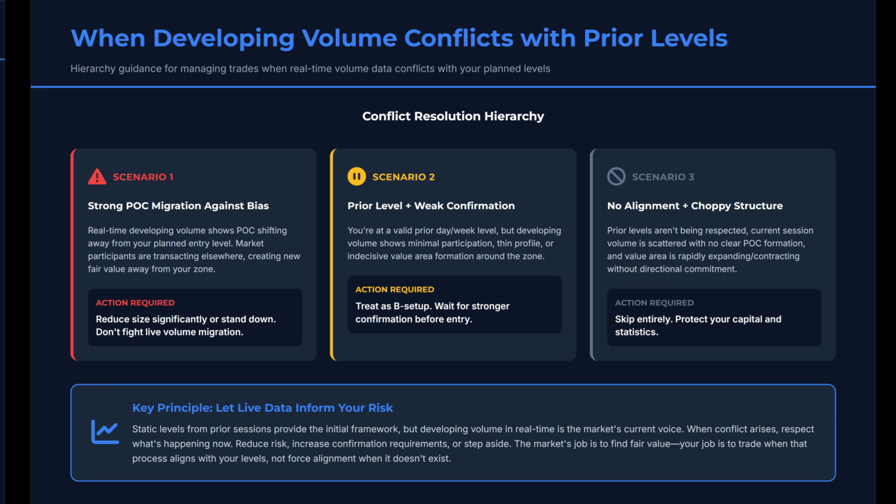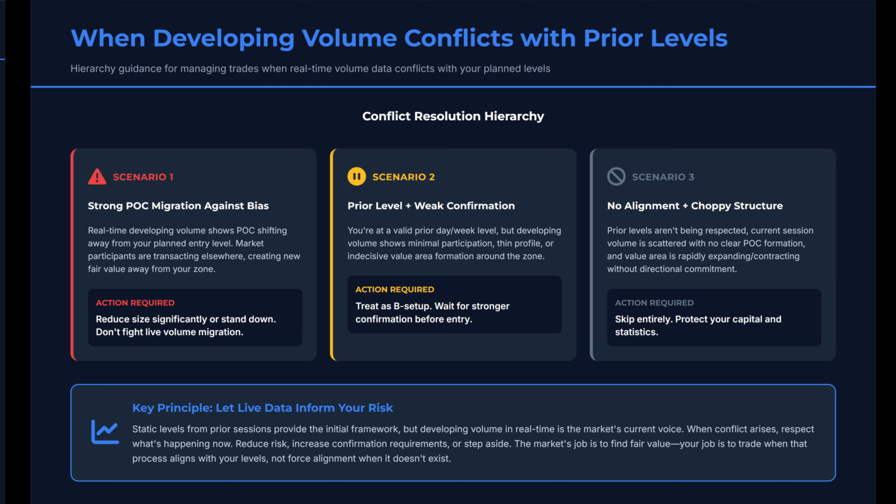Protect your capital and your statistics. This is the discipline that separates professional traders from gamblers. When the market doesn't offer a clear opportunity, you don't force one. Let live data inform your risk.